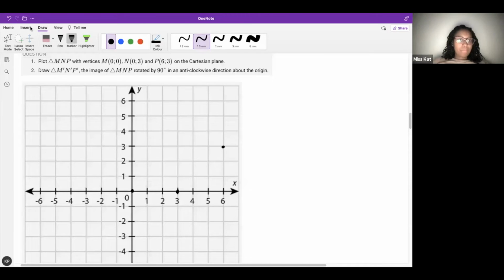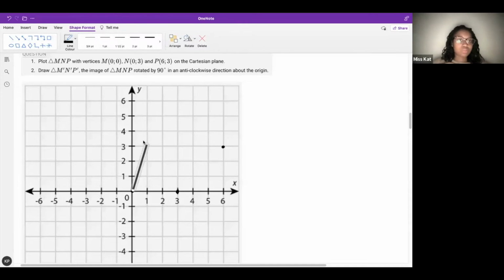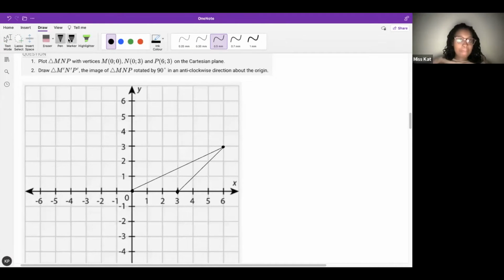Okay, let me join my triangle. Why is it so thick? There we go. And another one over there. That is a very different triangle. So that's our triangle, okay? Let me label it. M is this one at the origin here. I don't like labeling with black because I can't see it. It's that one, M. N is this one over here. And P is this one over here.